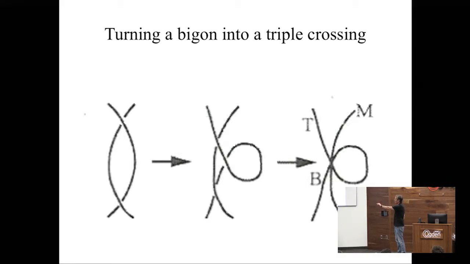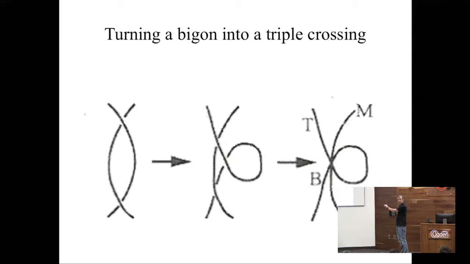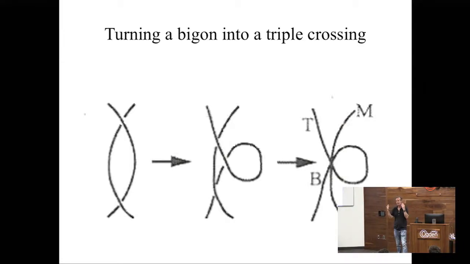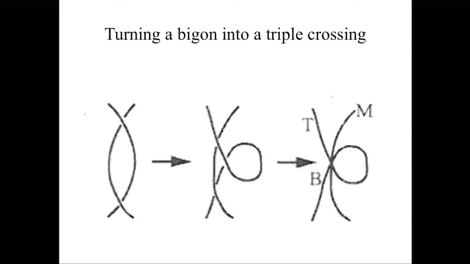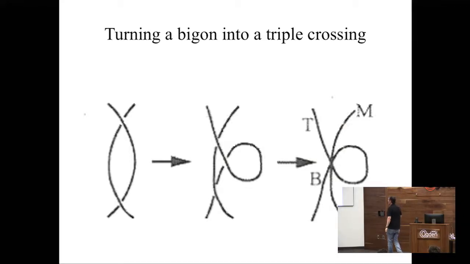If you have a bigon in your picture, you can put a little twist in it and turn those 2 crossings into a single triple crossing, okay? So if your entire projection consists of disjoint bigons, you can do this little twisting and you will get a triple crossing number that is exactly crossing number over 2, which is what the lower bound is, and therefore you know that that's the exact triple crossing number.